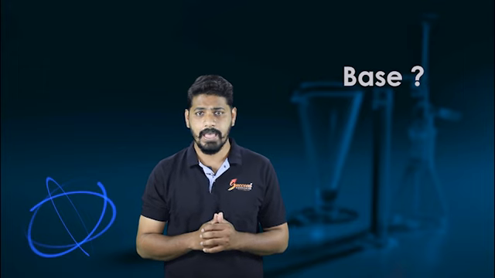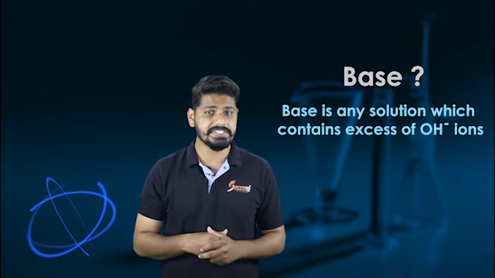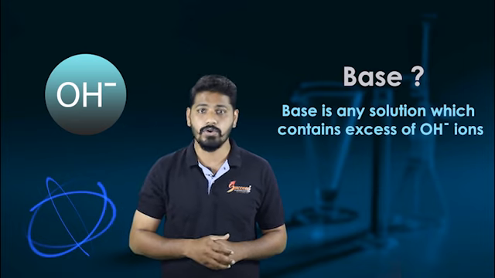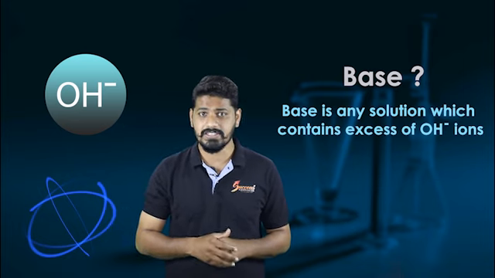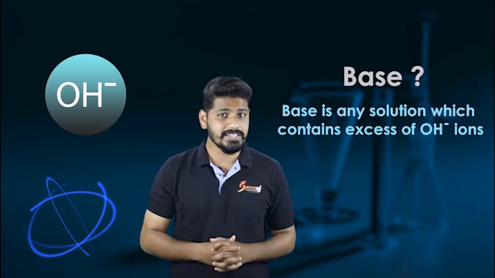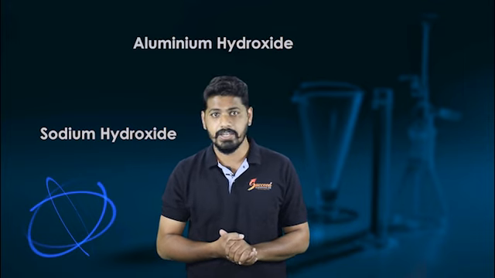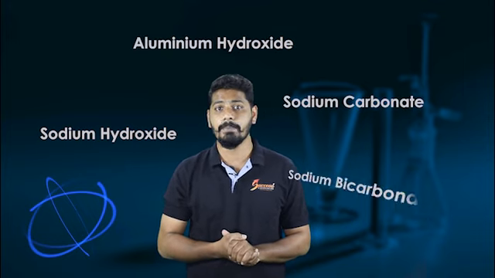Now we learn about the base. What is a base? A base is any solution which contains an excess of OH- ions, I mean hydroxyl ions, and the taste is bitter. They turn litmus paper blue. Let me give an example for base. Very good examples of bases are sodium hydroxide, aluminum hydroxide, sodium carbonate and sodium bicarbonate.